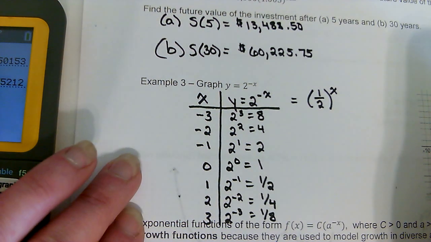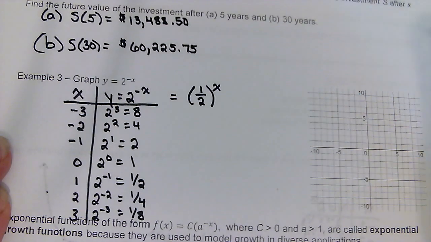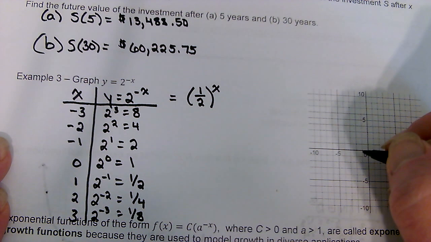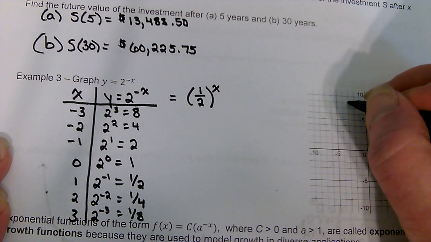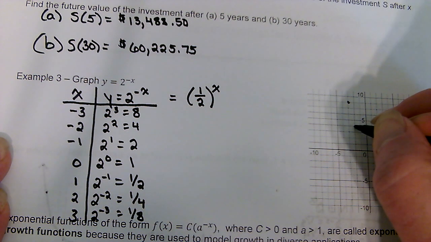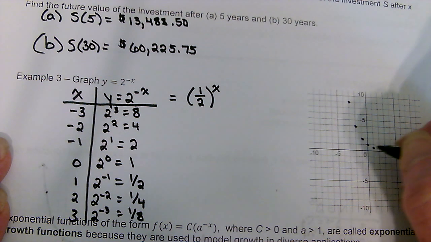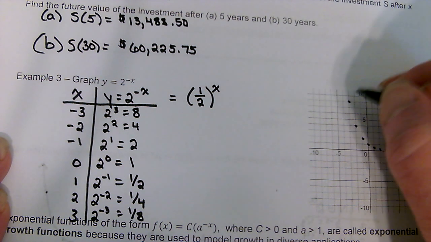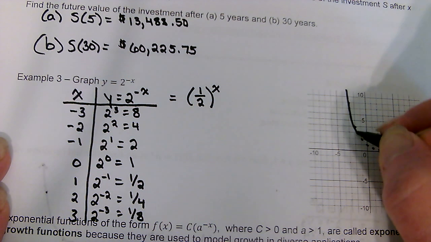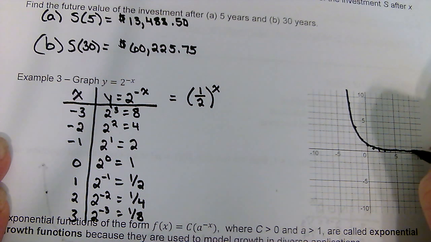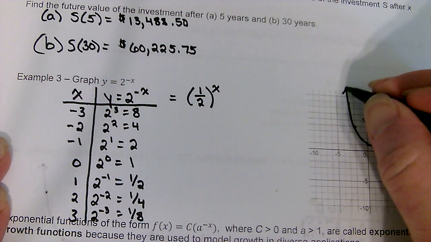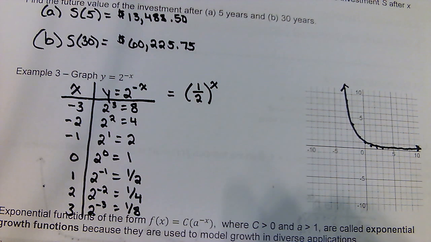So notice we've got an alternating pattern here. It's going the opposite way. So when x is negative 3, it's at 8, then 4, then 2, 1, 1/2, 1/4, 1/8. So this time it's going down. Still it never reaches 0.